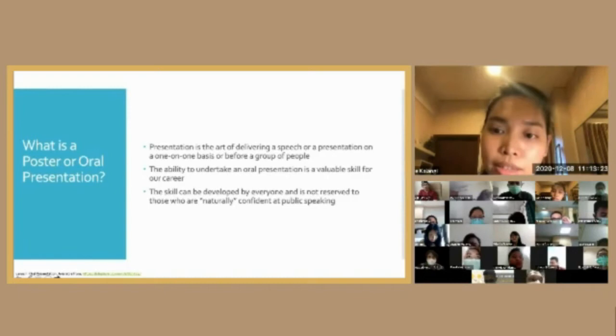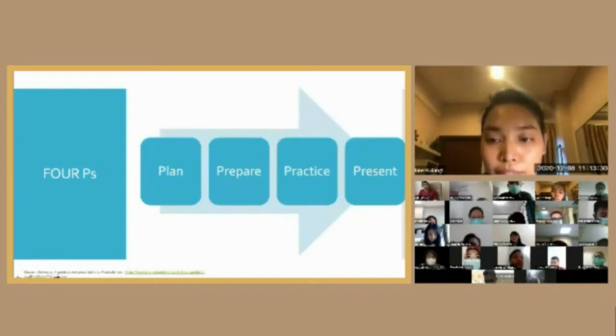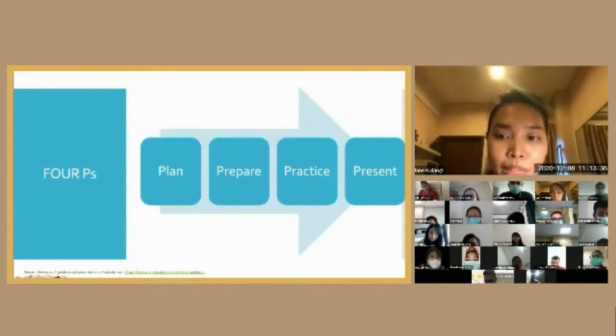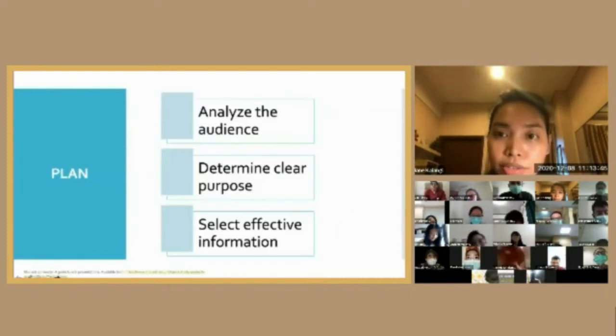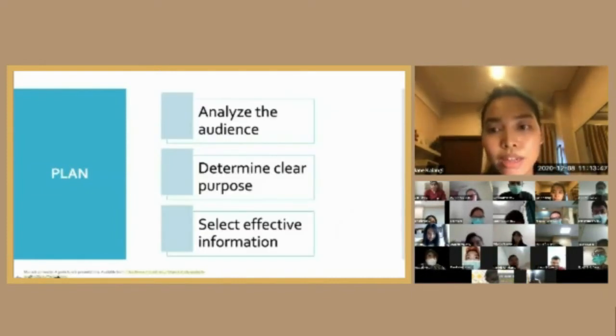Next slide, please. So there are 4 P's that will serve as a guide for us to create our presentation, be it oral or poster. And the first P is to plan. So when planning your presentations, there are 3 points to consider. And these are the points.